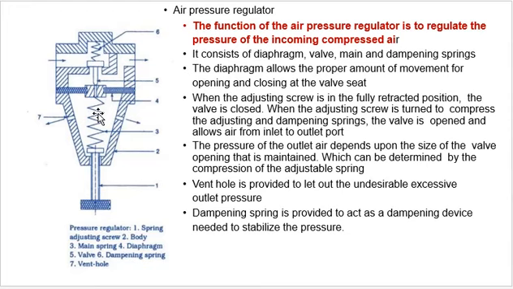When the adjusting screw is in the fully retracted position, the valve is closed. When the adjusting screw is turned to compress the adjusting and damping spring, the valve is opened and allows air from the inlet to the outlet port. The pressure of the outlet air depends upon the size of the valve opening that is maintained, which can be determined by the compression of the adjustable spring, which can be varied by means of the adjustable screw.